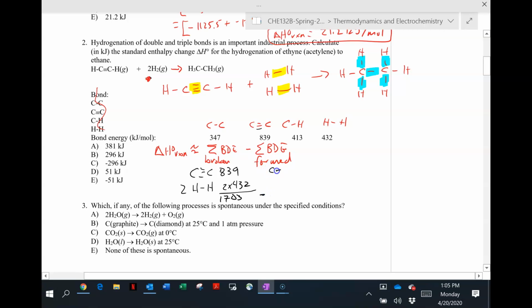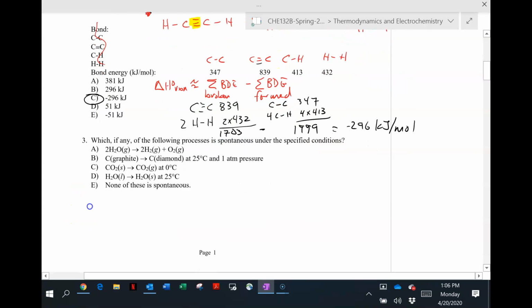And then we're going to subtract from that the ones that we're forming. So we're forming a carbon-carbon single bond, that's 347. And we're doing 4 carbon-hydrogen bonds, so 4 times 413. So that's going to be close to 2,000, I think. So 4 times 413 plus 347 comes up to be 1999. And if I subtract that from my 1703, I'm going to get negative 296 kilojoules per mole as our estimate of that one. So that would be C, the answer for that one.